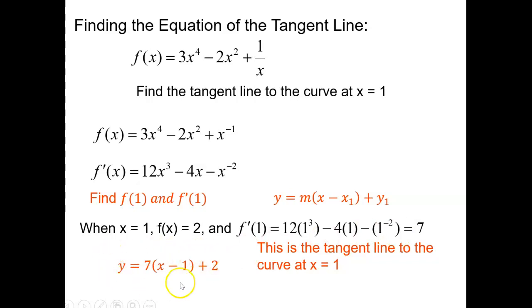We can leave this in this form. It's actually the desired form of the linear equation because it tells us the slope of the curve and it tells us the point of tangency, which is in this case the point 1, 2. It's a desired way to have our linear equation. Now we could put this in y equals mx plus b form, but our desired form in calculus is point slope form.